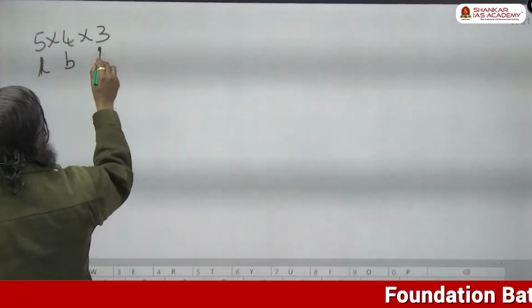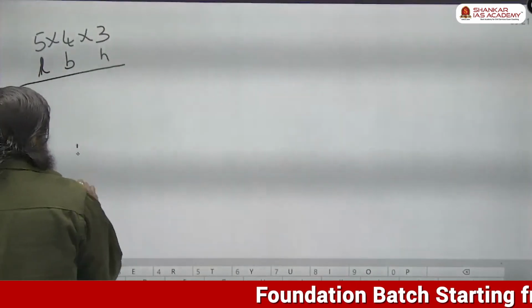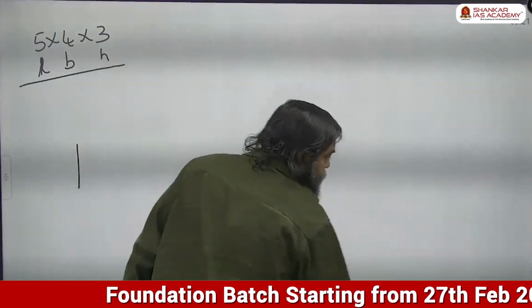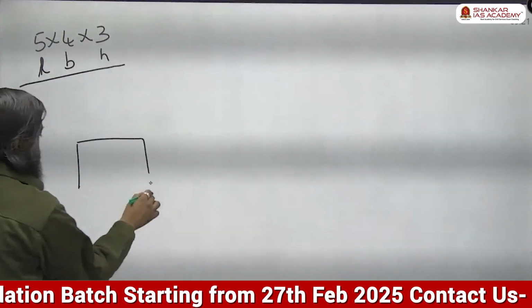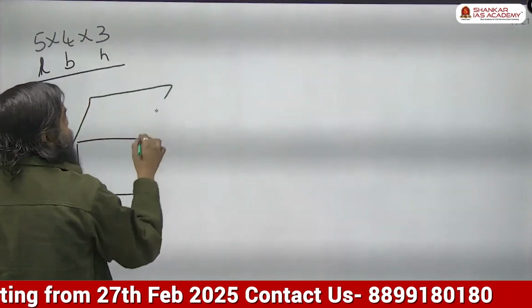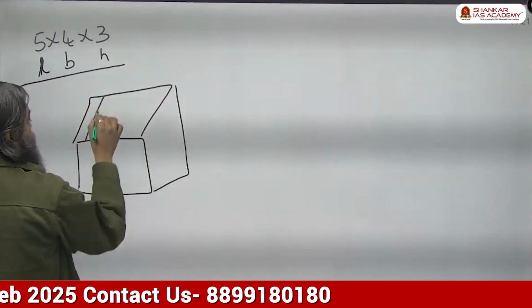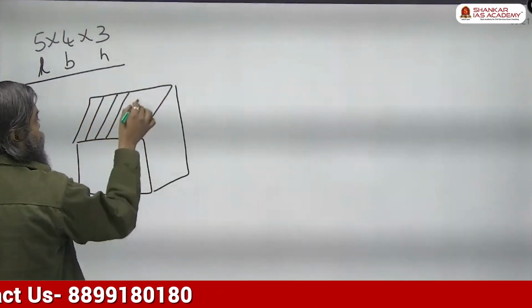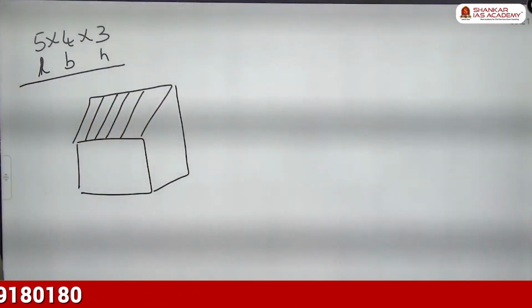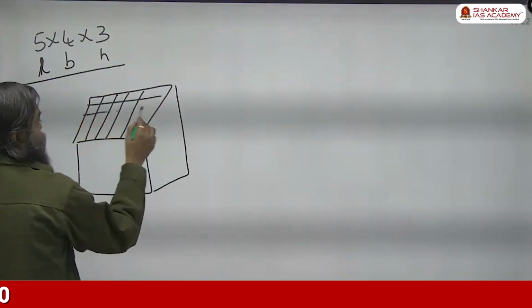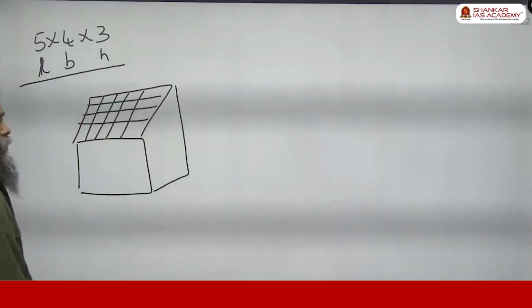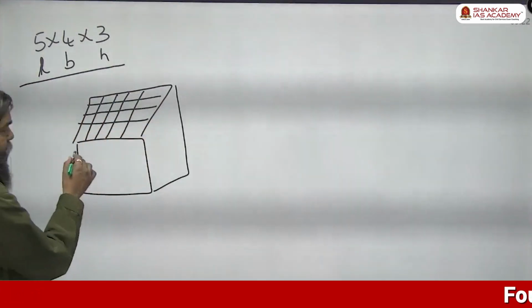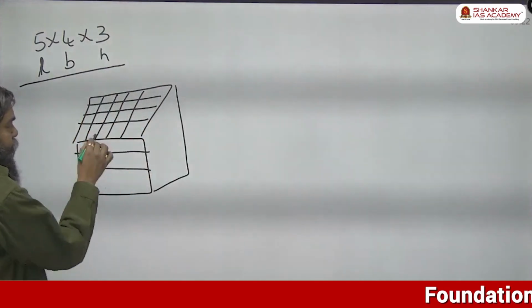So length, breadth, height. Are you ready? Tell me, length, how many pieces? 5 pieces means how many cuts? 1, 2, 3, 4. Breadth, how many pieces? How many cuts? 1, 2, 3. Height, how many pieces? 3 pieces means how many cuts? 1, 2. Now you can connect this.